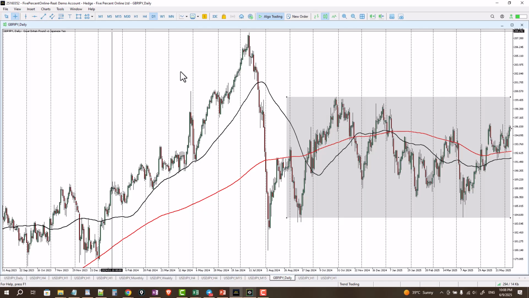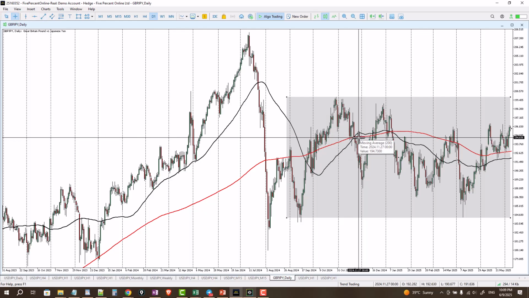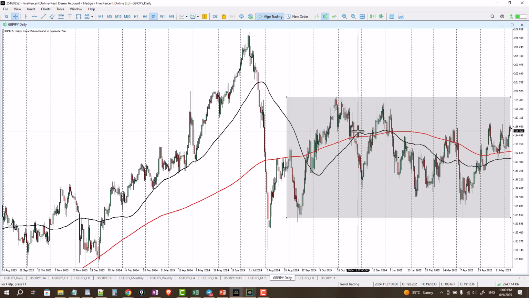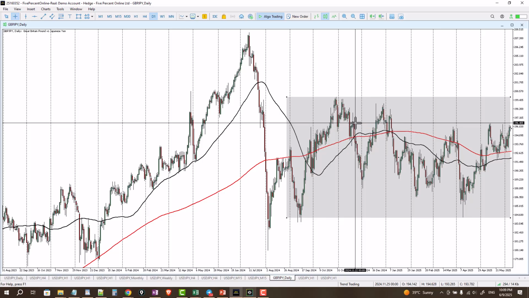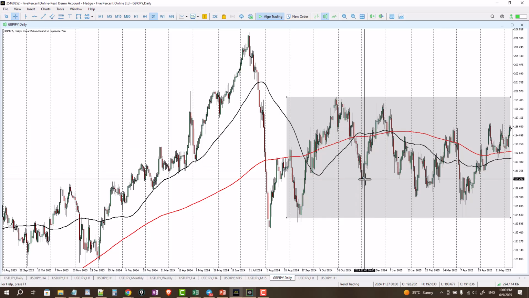So based on this, if you are taking a trade here, because the black moving average, which is the fast one, crossed above the slow one, because you expected price to go up, then you would have taken the trade somewhere here and you would have lost money on this trade.